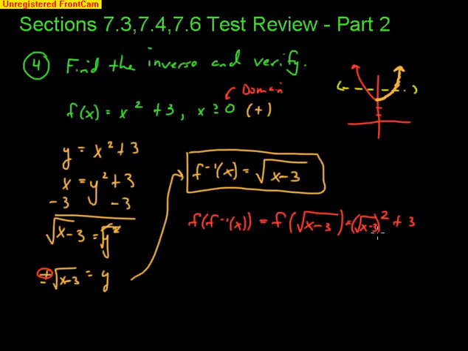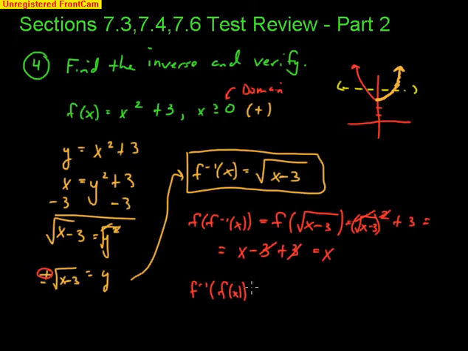And I'll put in parentheses. And what happens when you square a square root? They cancel. And we get x minus 3 out of the square root, and the plus 3 comes down. Minus 3 plus 3 cancels, and there is your x. That's what you want. Every time, verify, get x. Okay, now let's do the other one.